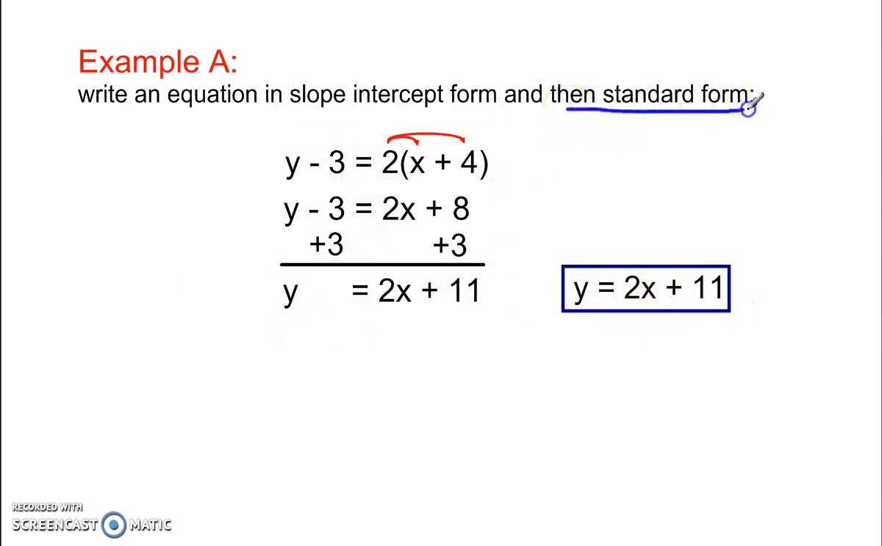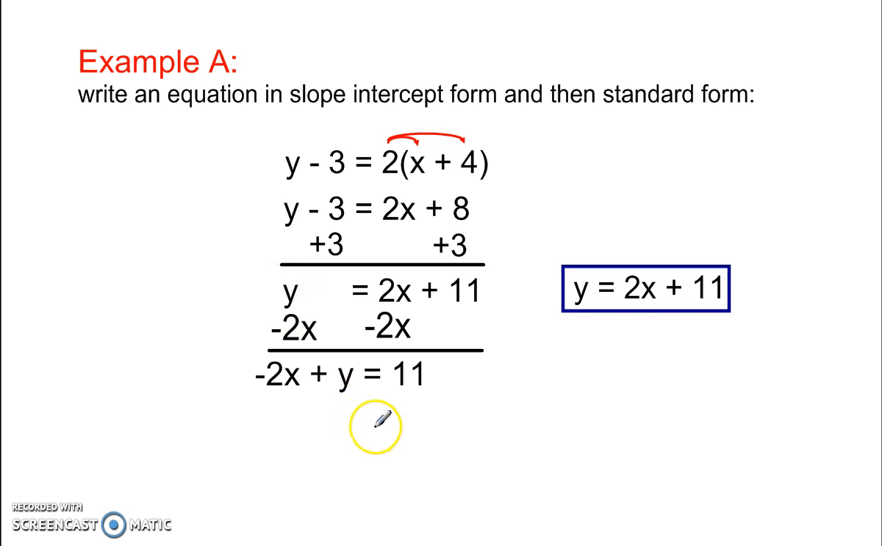Now, this also says write it in standard form. So, for standard form, remember I have to bring the x on the same side as the y. So I'm going to subtract 2x from each side. Since I can't combine these two, I'll write them next to each other, starting with the x term. There we go. Standard form.